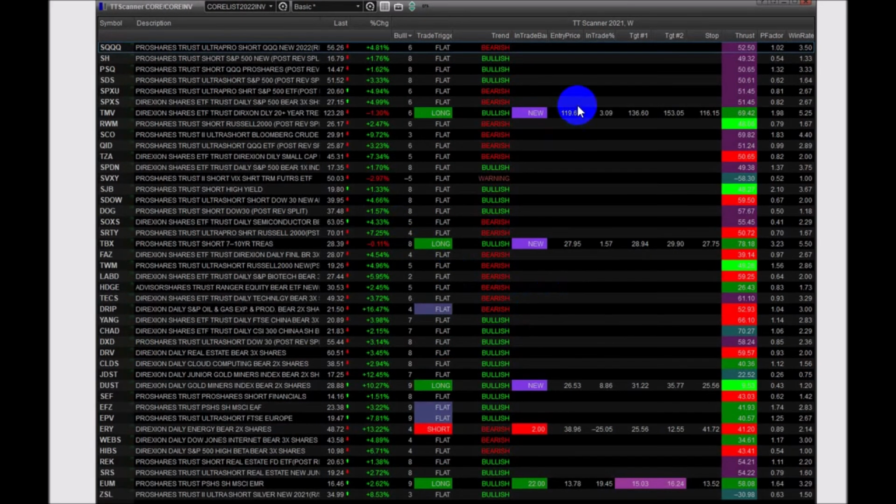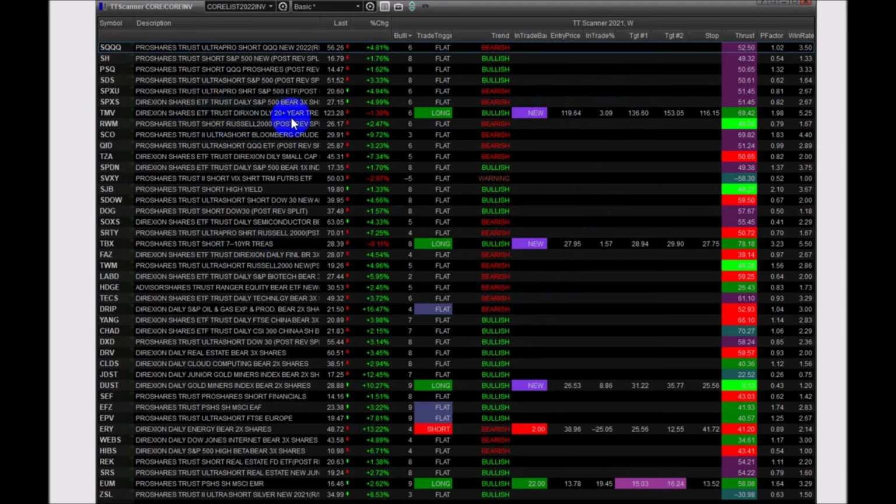Here's the core inverted system. We got 3 new trades. Look at this. TMV, Treasuries, bullish. We got 3% profit. Entry price is 119.64. Brand new trade. Haven't hit targets yet. 7 and 10 years short Treasury.